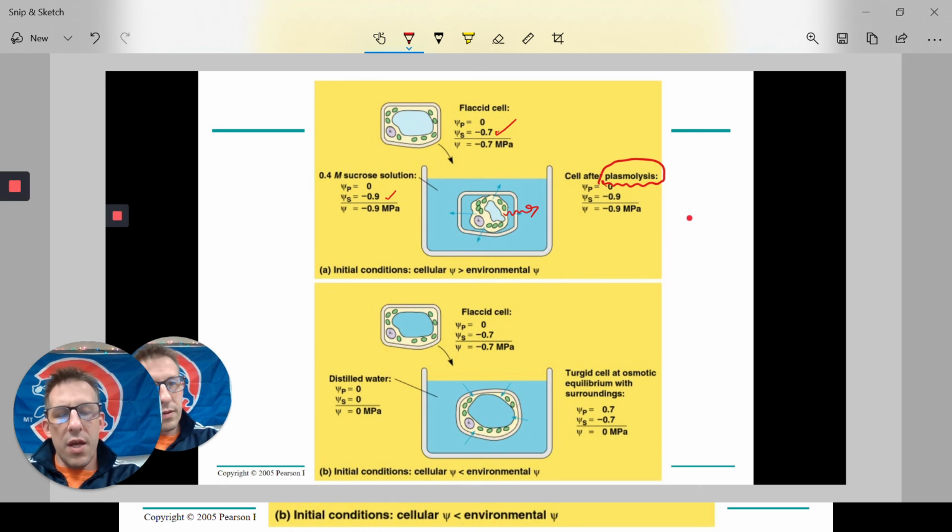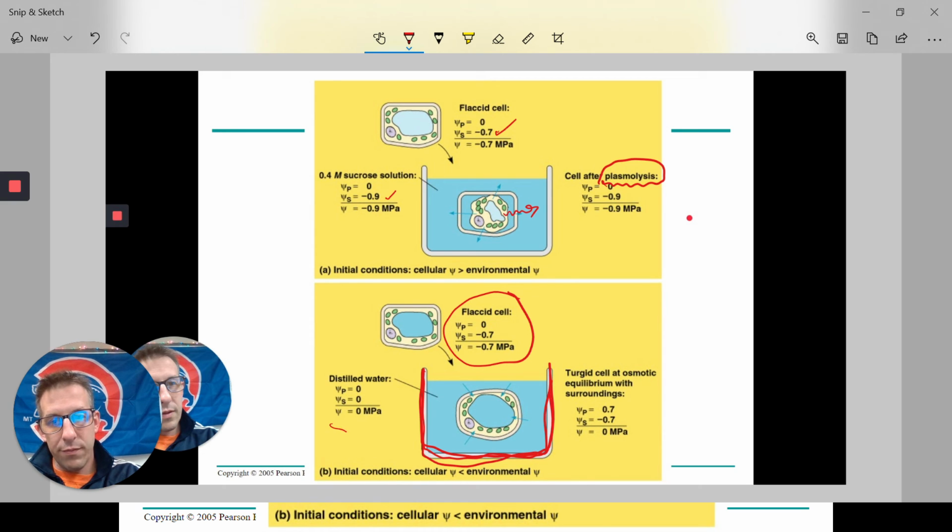Okay? The bottom scenario is using the same exact cell, which we see up here. It's the exact same cell. It's unhappy. It's blah. And this solution is what has changed. Okay? Instead of putting the flaccid cell into a sugar solution, we're going to put that cell into distilled water. Okay? And distilled water is easy, right? The distilled water's water potential is 0.